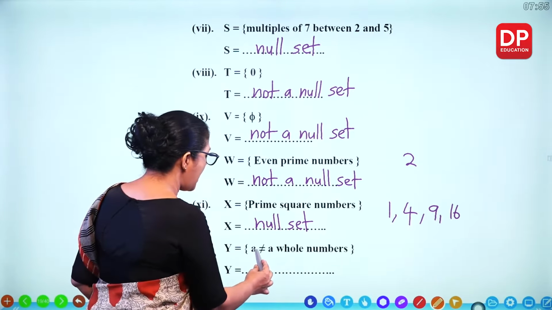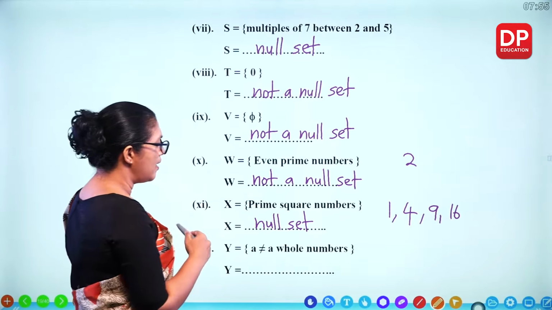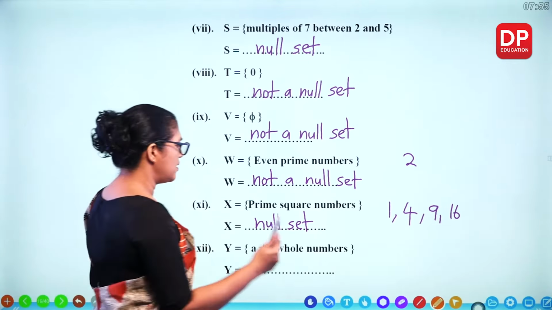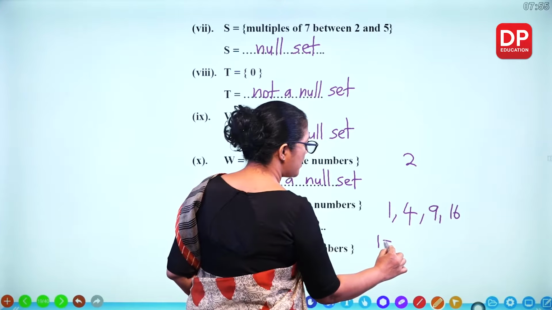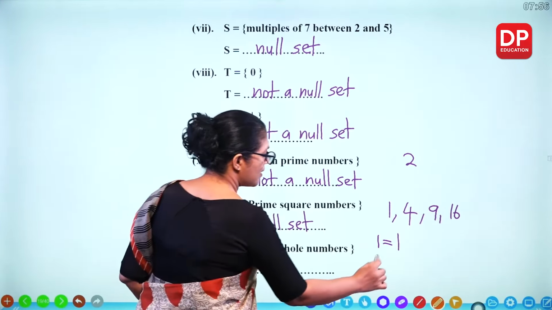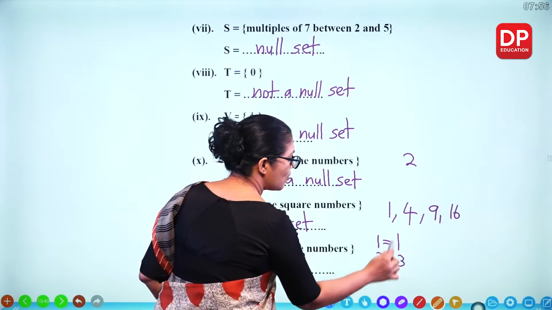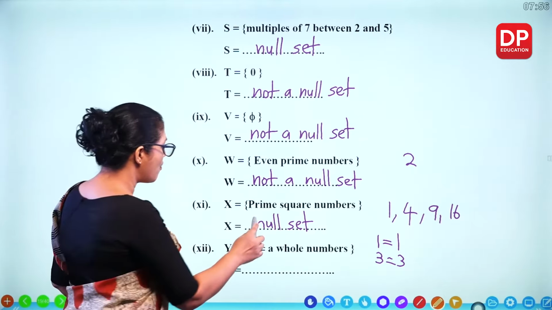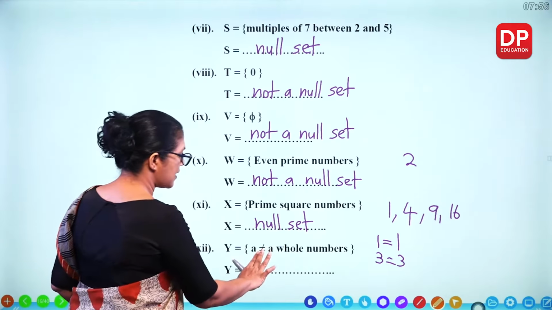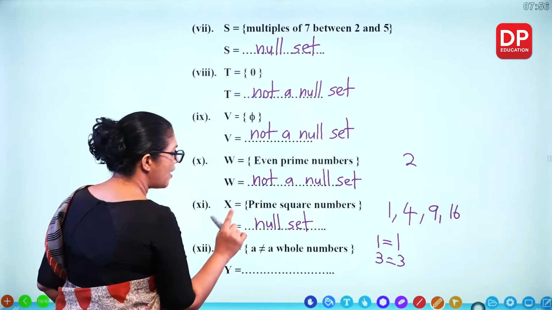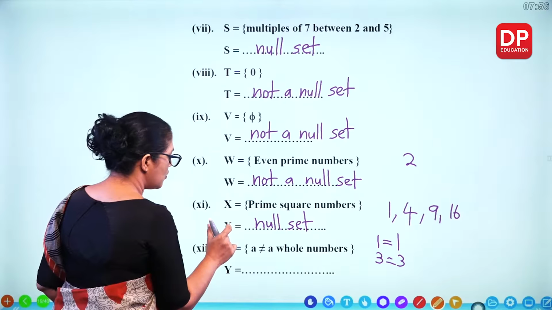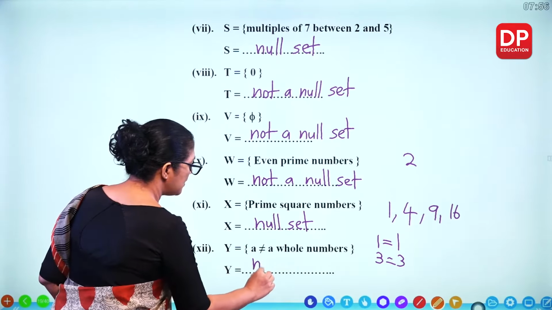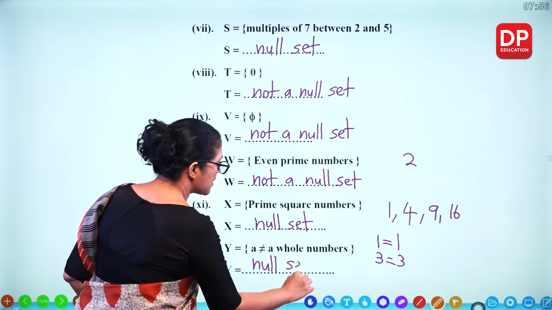This one, A is not equal to A. That's whole numbers. That's not true. 1 is equal to 1. 3 is equal to 3. You can't say not equal. So this is wrong. So you can't get numbers that are not equal to each other. So that means a null set.